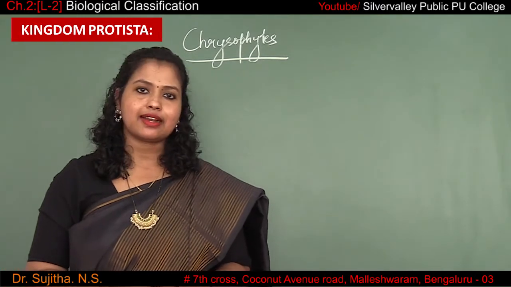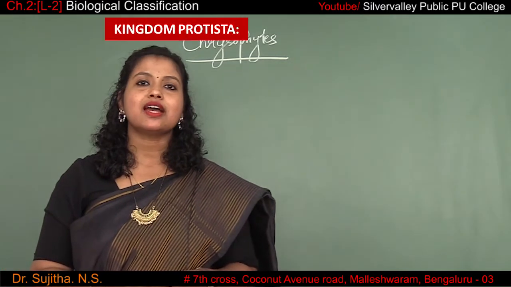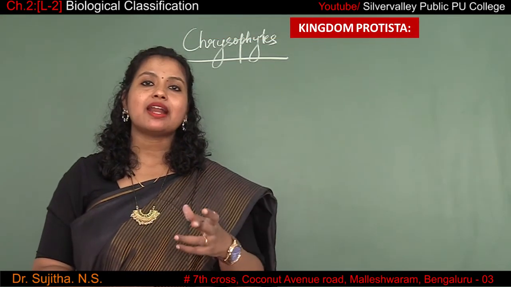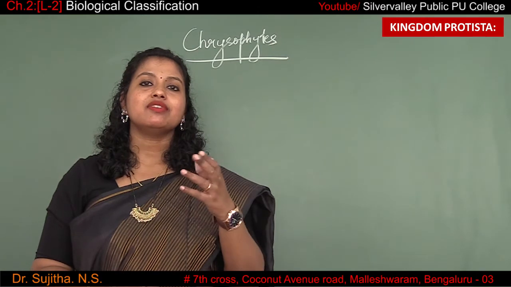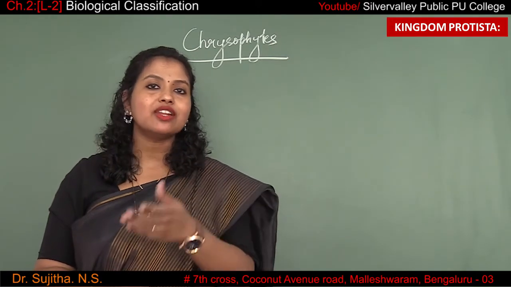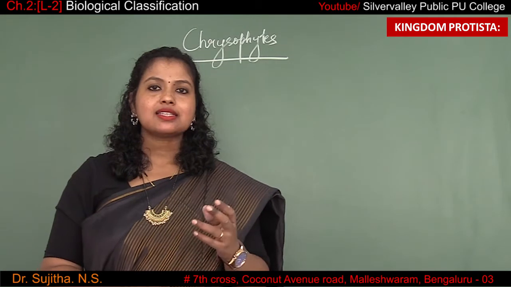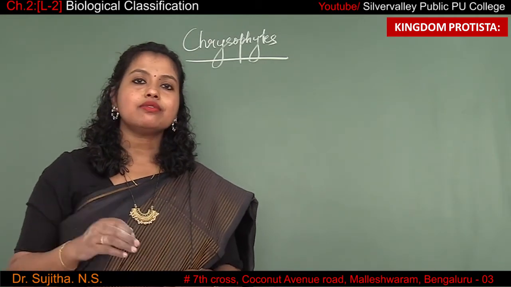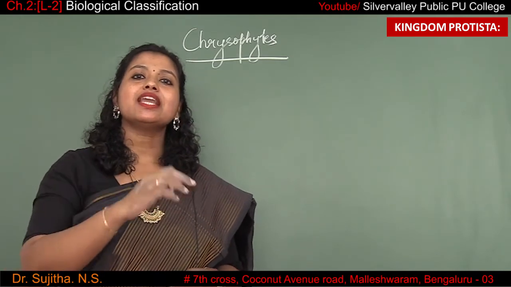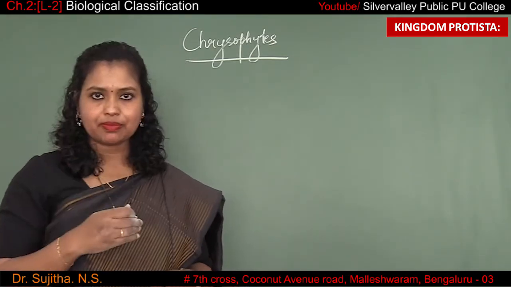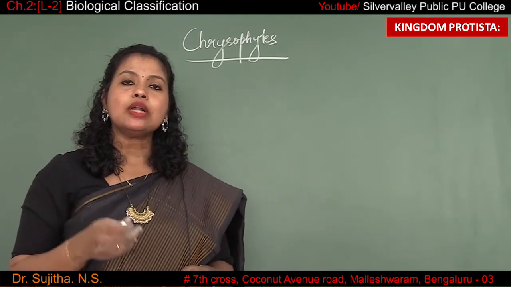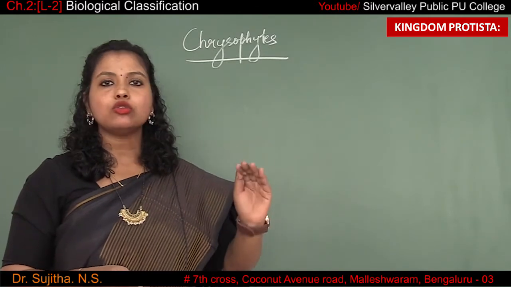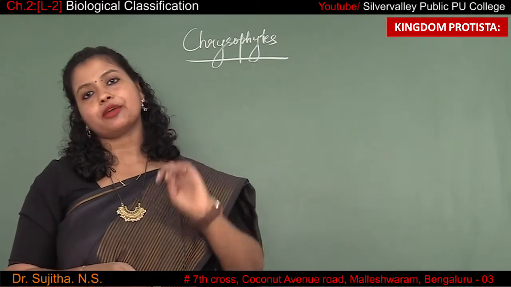The next one is the Chrysophytes. Chrysophytes come under kingdom Protista, and they are present in a marine environment. They can be in the seas or oceans or even in fresh water. These Chrysophytes are microscopic in nature, and they can move easily in the water, flowing passively. Passively means they don't have to spend their energy. As the water moves gradually, they also keep on moving along with the water.